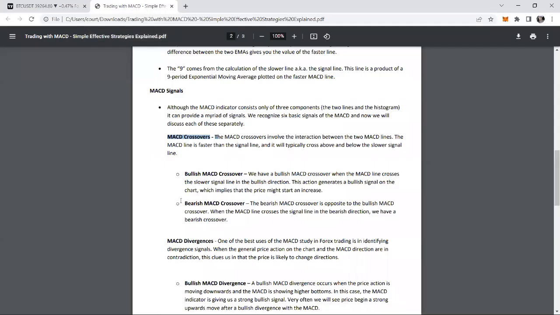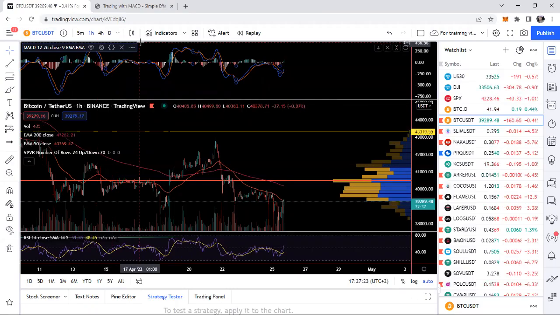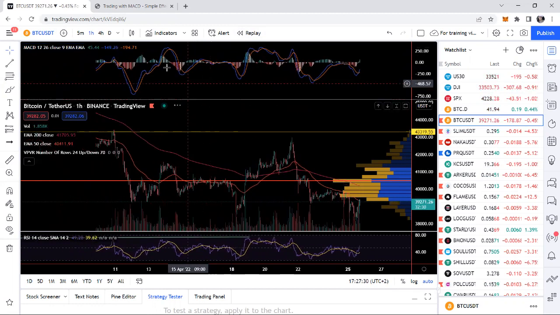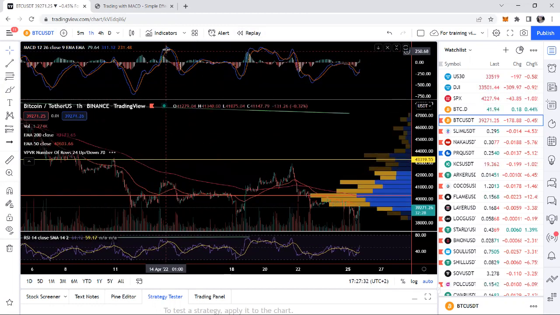Now the bearish MACD crossover is the opposite of the bullish MACD crossover. So when the MACD line crosses the signal line in the bearish direction, we have a bearish crossover. So when it's up and it's going to go down and it crosses over, that's where you get a bearish crossover. So here's a nice example over here. We get the crossover where the MACD line crosses over the signal line and starts going down.